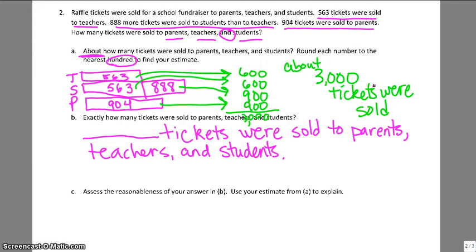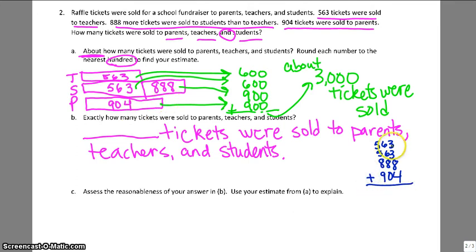Okay, I'm going to erase this now so I can see the next problem. I'll just draw an arrow over so you guys can see where I put the sum. Then it says exactly how many tickets were sold, so then I need to take the actual values of the tickets that were sold. So I need to add 563, 563, 888, 904. I got all of those answers from this section right here.